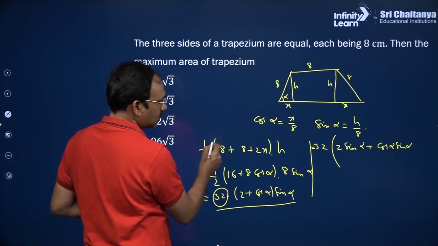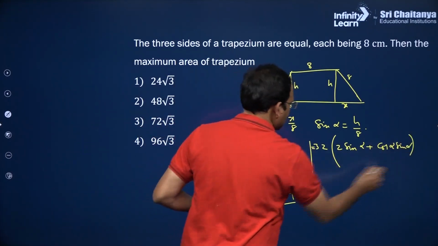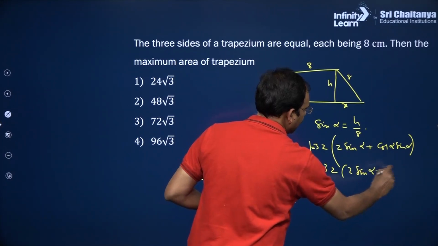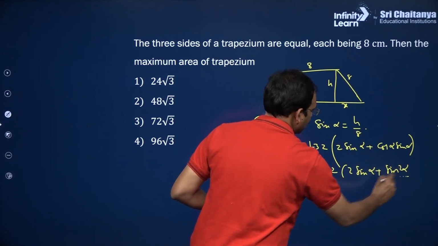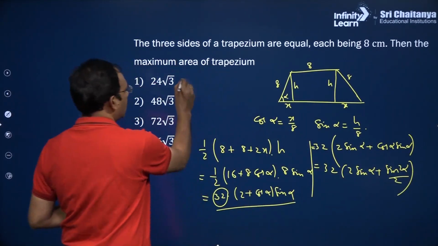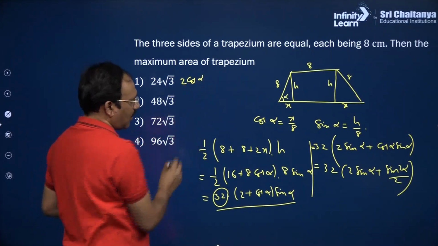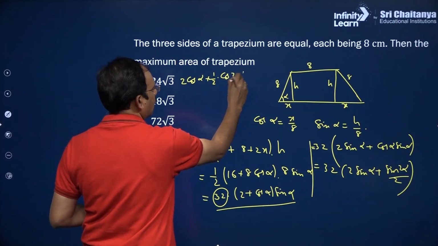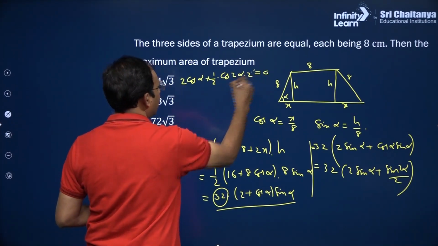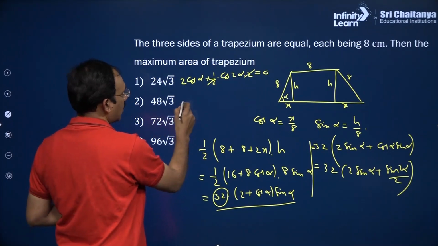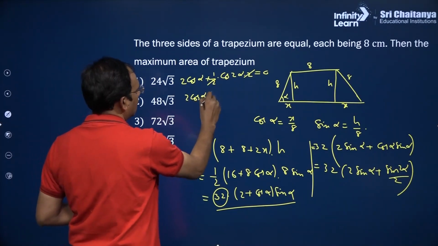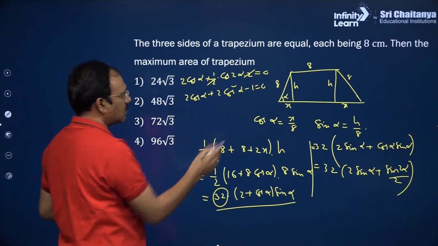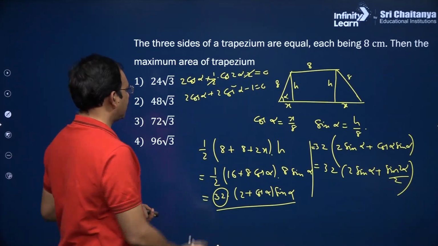So, you can write this expression as 32 into 2 sin alpha plus sin 2 alpha by 2, my dear friends. So, take its derivative: 2 sin alpha, derivative cos alpha, plus half sin 2 alpha, derivative cos 2 alpha into 2. This must be made 0, my dear friends. So, cos 2 alpha is nothing but 2 cos square alpha minus 1 equal to 0.